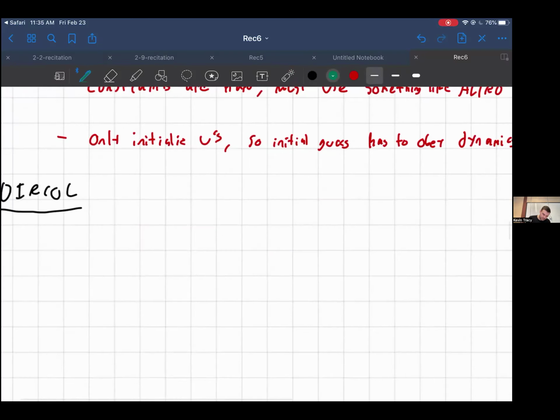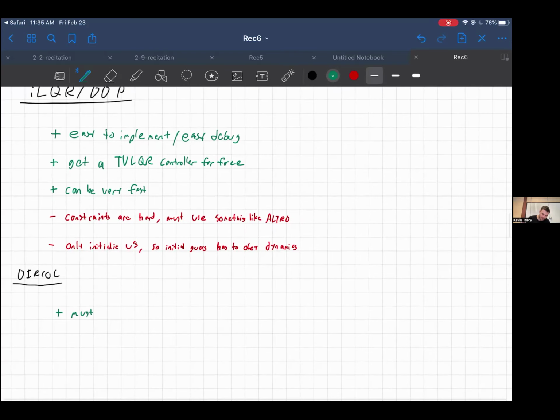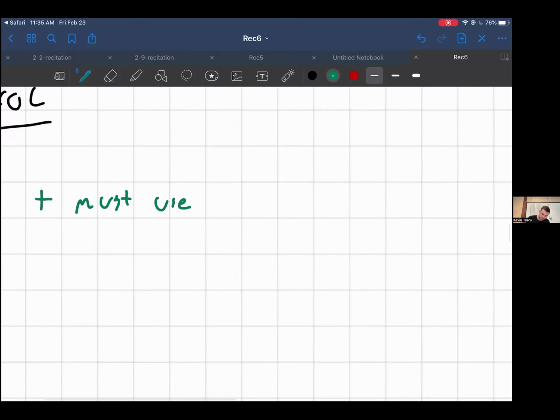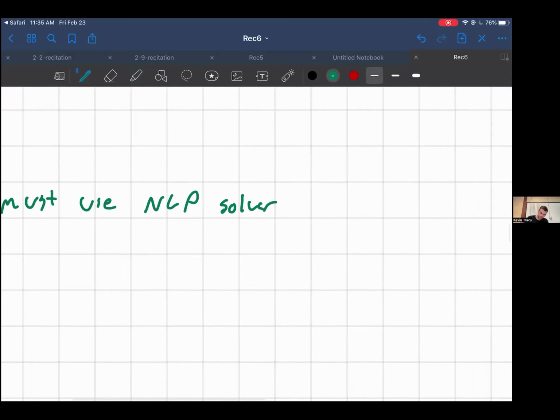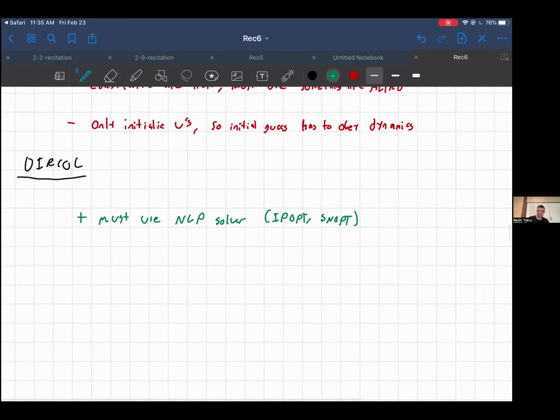So DIRCOL, let's say, must use an NLP, or nonlinear programming, solver. So these are like IPOpt, SNOPT, NPSol, Knitro. There's a whole bunch of them, but IPOpt and SNOPT are the most common.